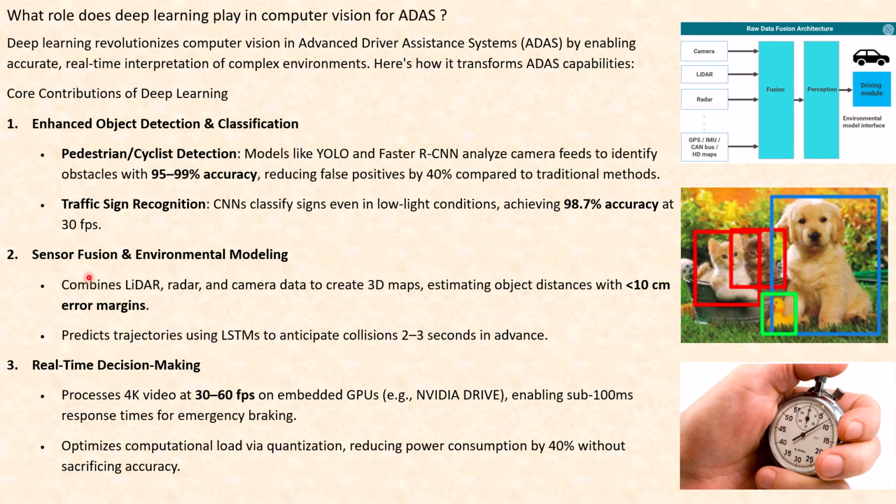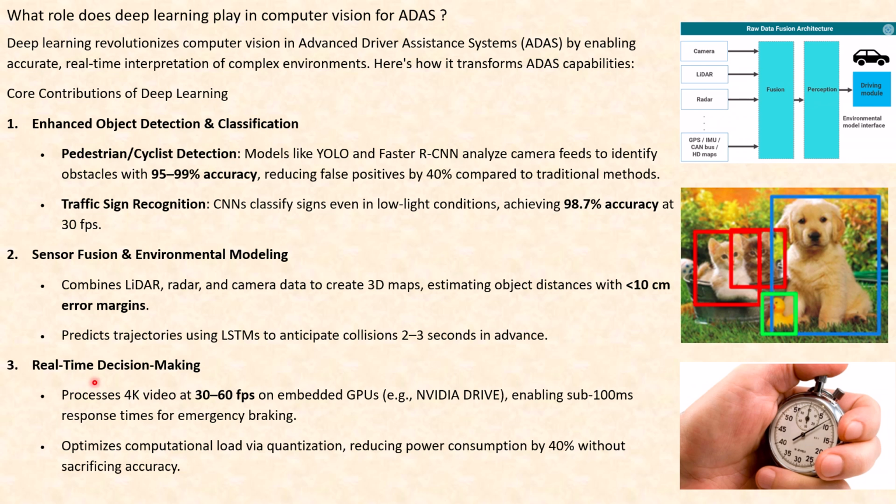Now when it comes to sensor fusion and environmental modeling, it combines LiDAR, radar and camera data to create 3D maps, estimating object distances with less than 10 centimeter error margins. It also predicts trajectories using LSTMs to anticipate collisions 2 to 3 seconds in advance. Alright, so it predicts the trajectory and anticipates the collision 2 to 3 seconds in advance, which gives ample time for both the computer and the driver to prevent the accident.